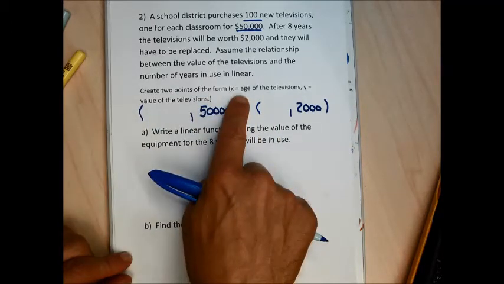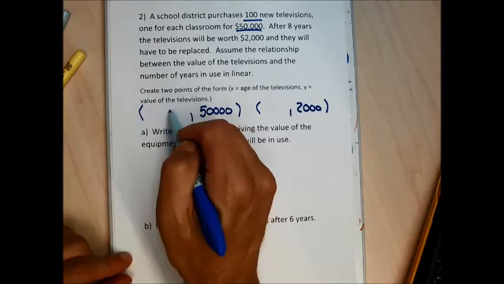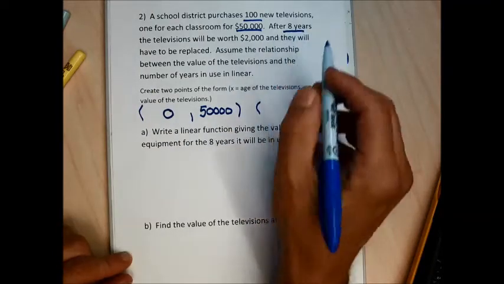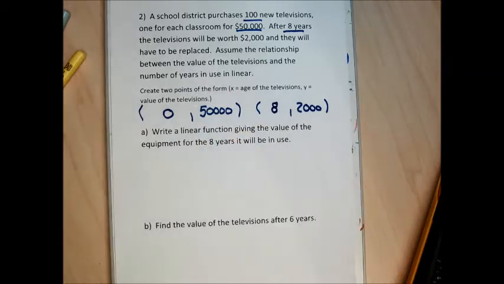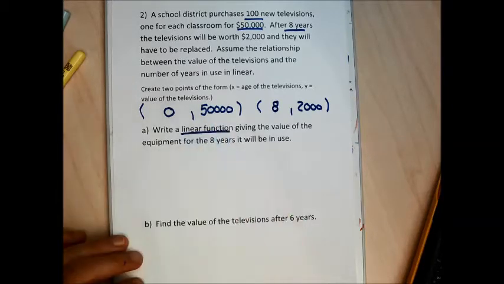The x is supposed to be the age. The first age, when I get the TVs, they're brand new or they're 0 years old. And then after 8 years, they're worth $2,000. So that's creating my 2 points that I need to create. And now I'm going to write a linear function. To write a linear function, I should probably use function notation as opposed to the letter y.